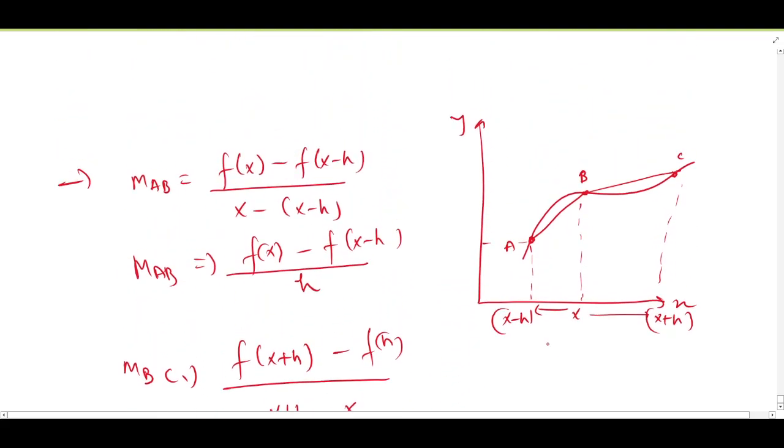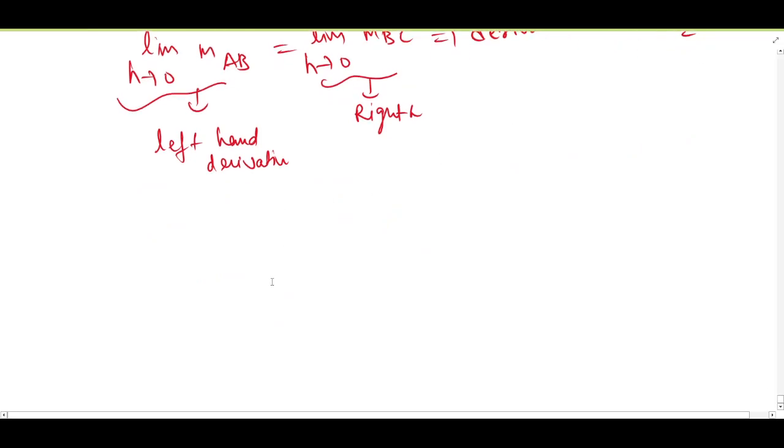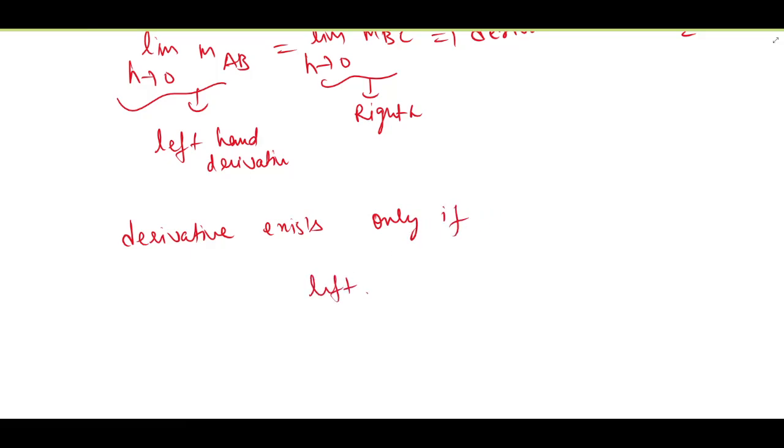because in case of the left hand derivative, A is approaching B from the left hand side. This is the left hand derivative, and C is approaching B from the right hand side. So this is the right hand derivative. So when both these limits are equal, it gives the derivative of the function with respect to x. So we say the derivative exists only if the left hand derivative is equal to the right hand derivative. Then only we can say the derivative of the function exists.